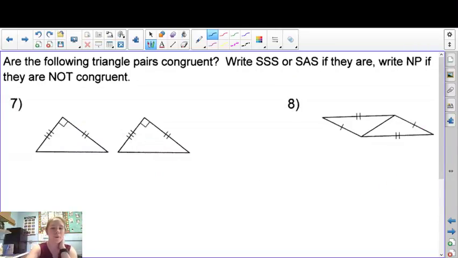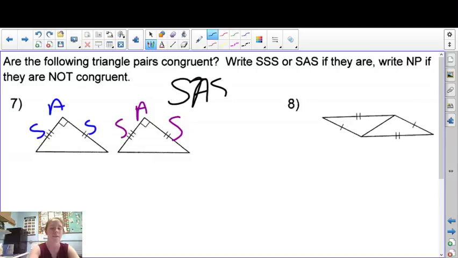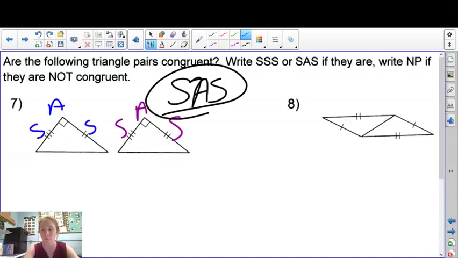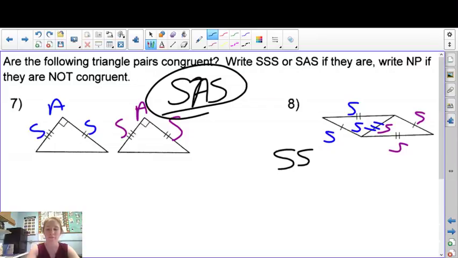Okay, number 7. I have a side, I have an angle, and I have a side. I have a side, angle, side. Ooh, they match. So I've got side, angle, side, guys. Oop, freebie. I have to use 3 because 1 and 2 are already taken. So I have side, side, side. Final answer.